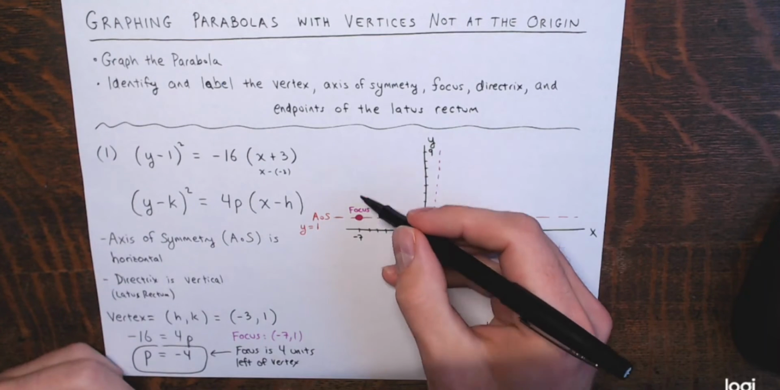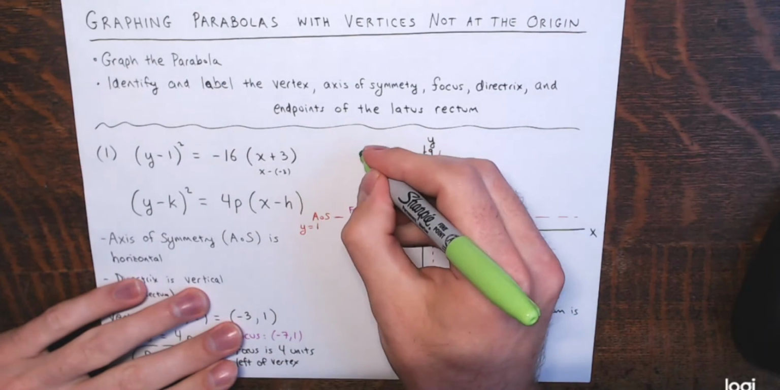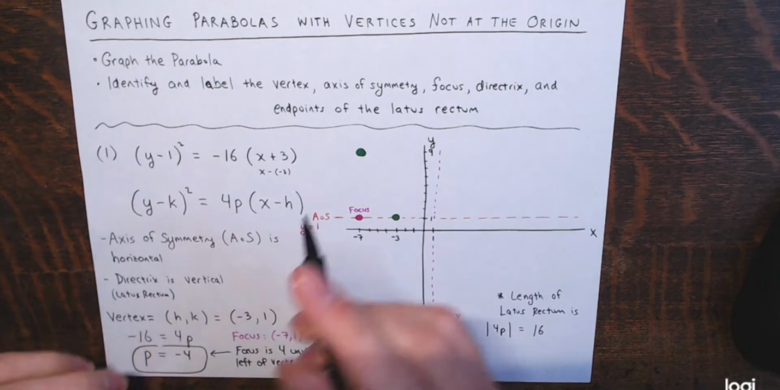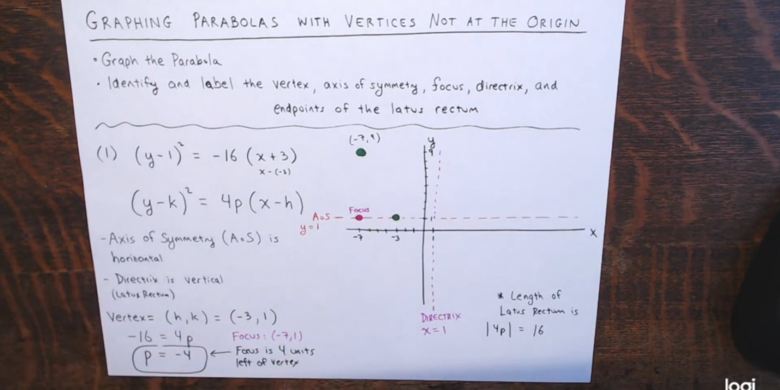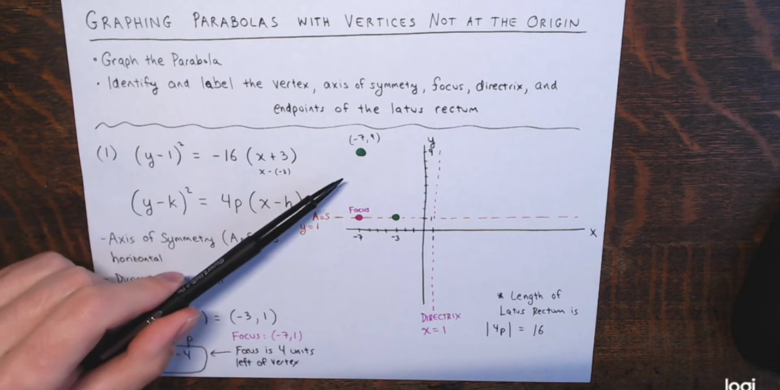So from the focus, 8 units up. That takes me from (-7, 1) to (-7, 9). And I'll label this (-7, 9). That should be a point on the parabola. That is actually a solution of this equation.